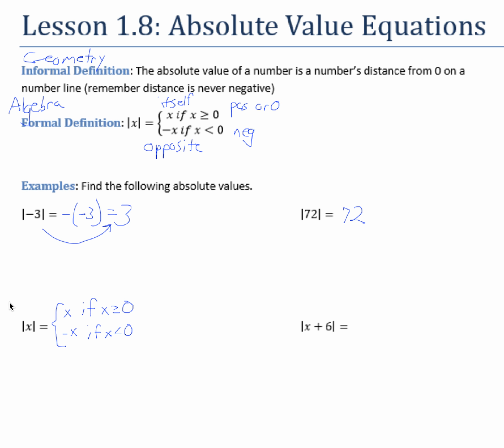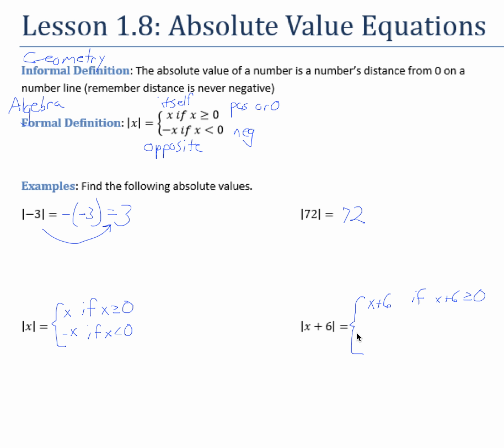So this last one, it's not just x, it's x plus 6. Well, is x plus 6 positive or negative? Well, we don't know. It depends on what x is. If x is -100, it's negative. If x is positive 100, it's positive. So we have to split it up again. And what we'll do here is we'll say, well, it's equal to itself, so it's equal to just x plus 6 if x plus 6 is greater than or equal to 0.